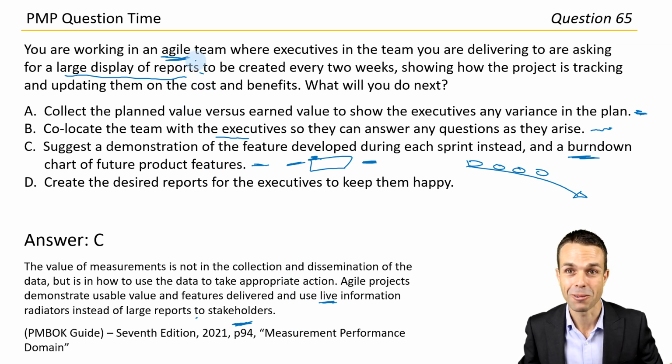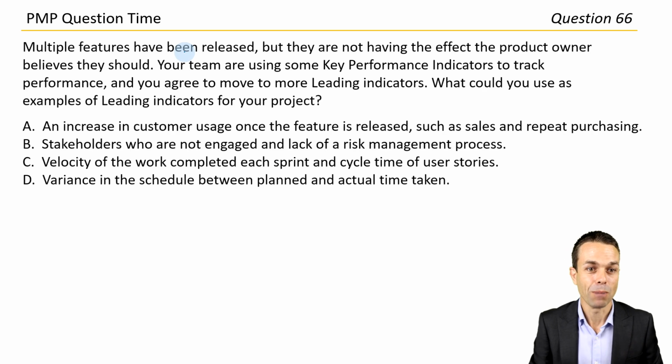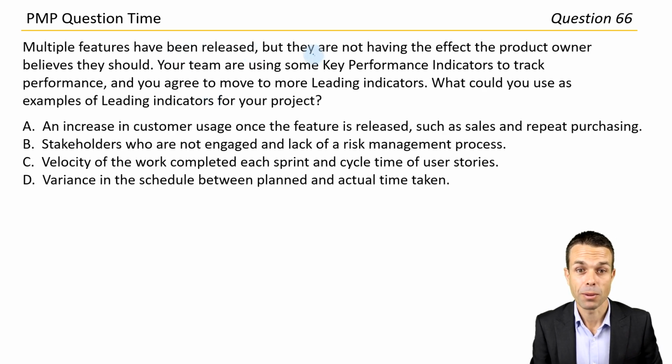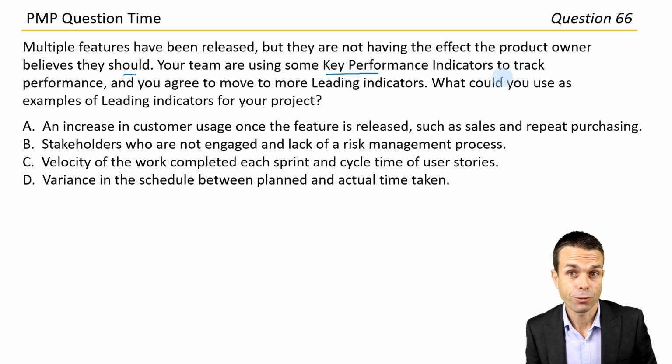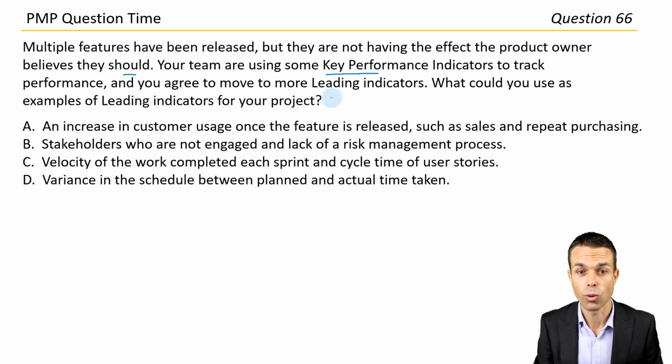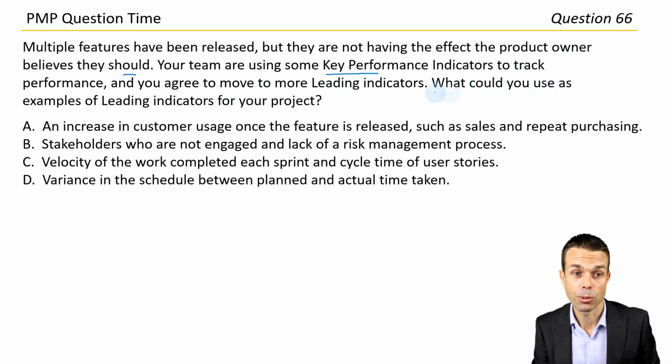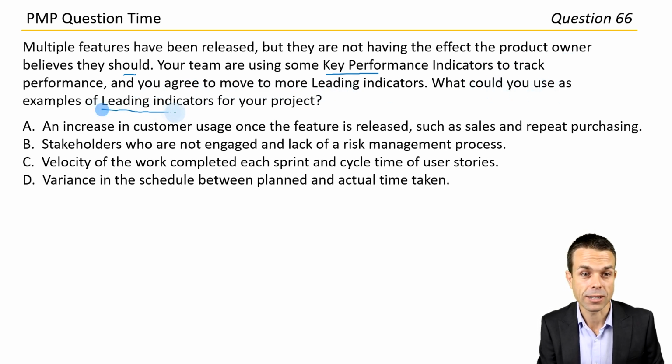How did you guys go with that one? All right, I think that was pretty good. Let's go to the next question. Multiple features have been released, but they are not having the effect that the product owner believes they should. Your team are using some key performance indicators, KPIs, to track performance, and you agree to move to more leading indicators. Okay, what could you use as examples of leading indicators on your project?